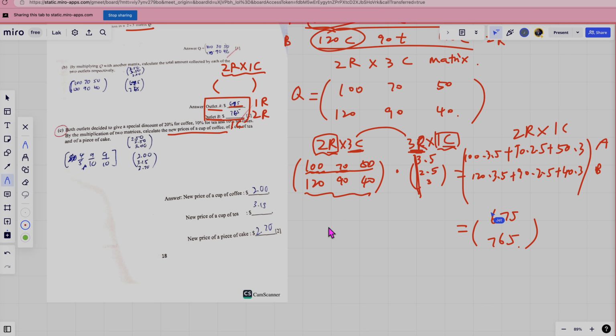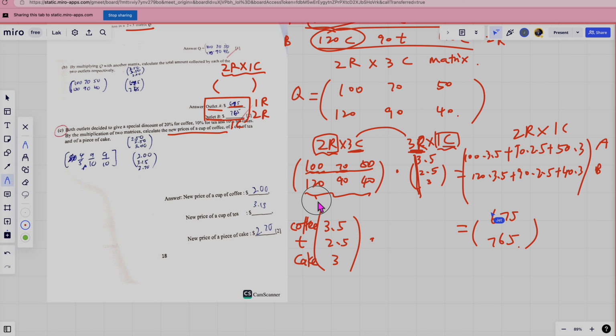Well, you already have the cup of coffee. This is coffee, 3.5. Tea is 2.5. The 3 is this, right? This is the cake. This is the coffee. So by what? By multiplication of two matrices. Yep. So you need to times something.